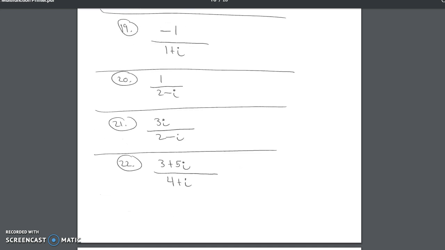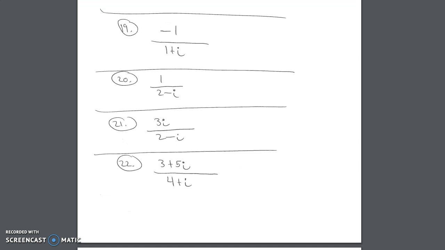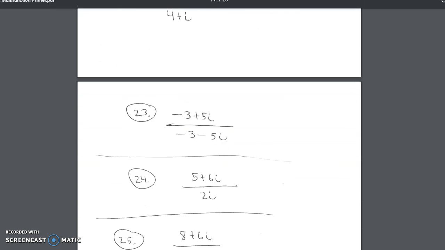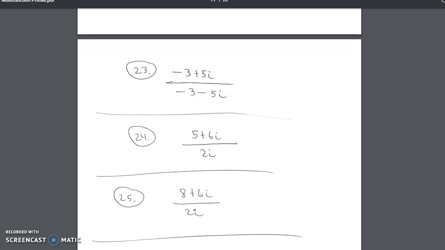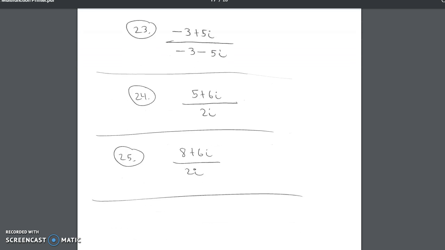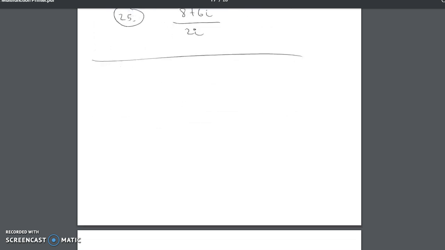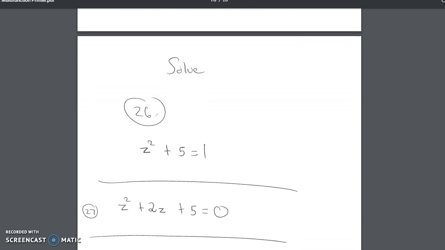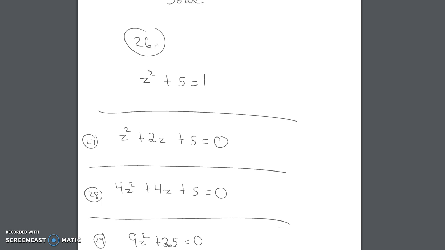Now, there's 21 and 22. And here's 23, 24, and 25. And then, now here I want you to use shortcut methods on some of these.